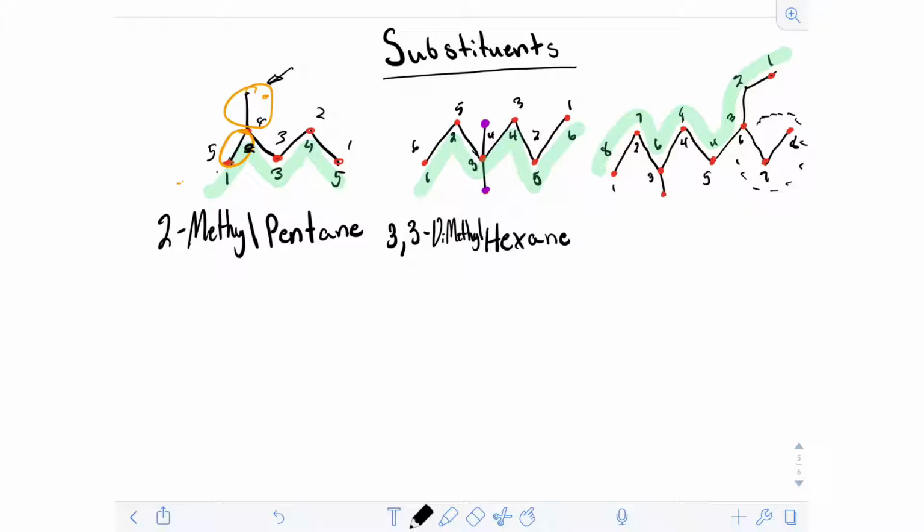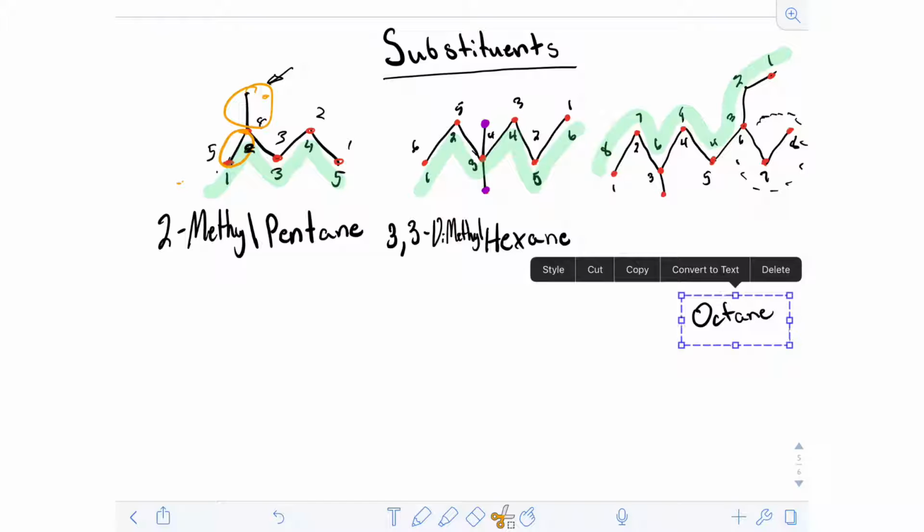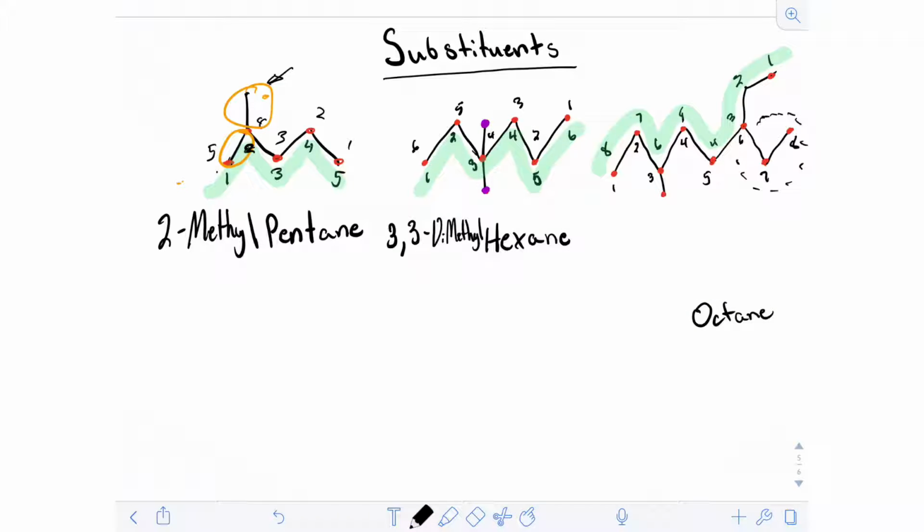So we know there's 8, so it's going to be an oct. And then there's no double bonds, so we know it's octane. I'm going to push this down a little bit. So we know it's octane. So we're going to count 1, 2, 3. And then we get to our ethyl.